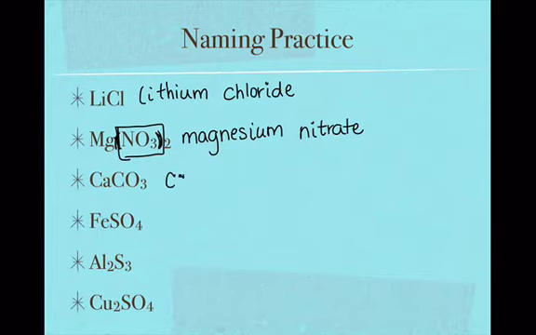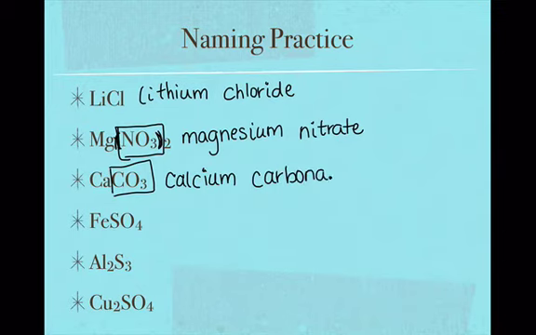Ca is calcium. Calcium is not a transition metal, so I don't have to worry about Roman numerals. And then I go look up CO3 on the back under the anions list, and it is carbonate. So that's just calcium carbonate. Fe. Fe is a transition metal, so I'm going to have iron, something in Roman numerals, and then I look up SO4. SO4 is sulfate.